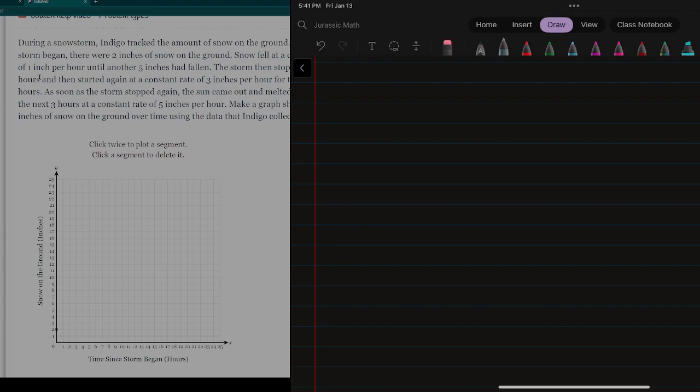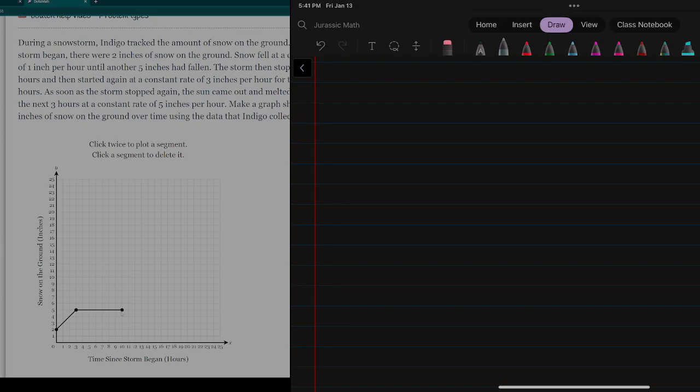Snow fell at a constant rate of 1 inch per hour until another 5 inches had fallen. So that means every hour we went up 1 until it went to 5 inches. So that means it took 3 hours to add 3 more inches. Then the storm stopped for 7 hours. So that means it's going to be a flat line, because the snow is not melting yet. So we just go 1, 2, 3, 4, 5, 6, 7.